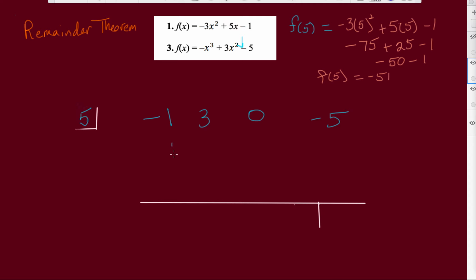So first things first, we drop this straight down. And that's negative 1. 5 times negative 1 is negative 5. Positive 3 and negative 5 are negative 2. 5 times negative 2 is negative 10. Add them together, you still get negative 10. 0 plus negative 10 is always going to be negative 10. 5 times negative 10 is negative 50. And negative 5 and negative 50 are negative 55. And that's how you do that.